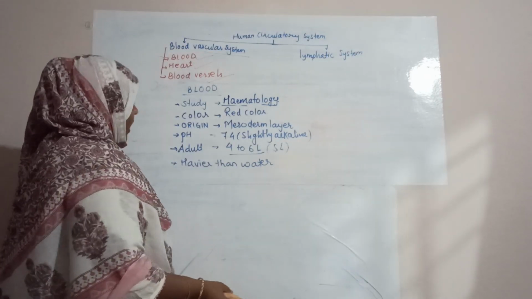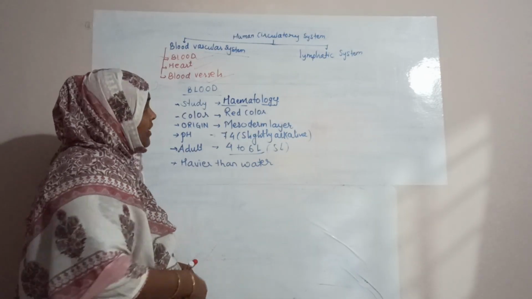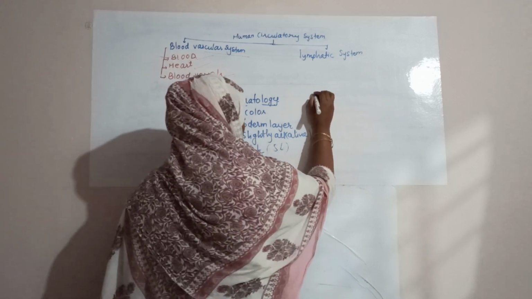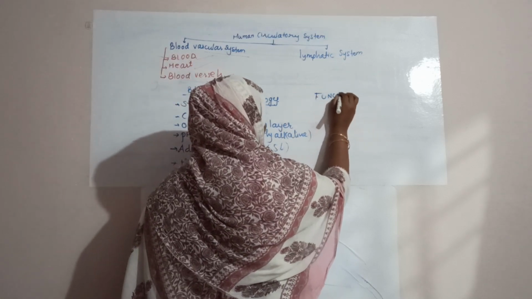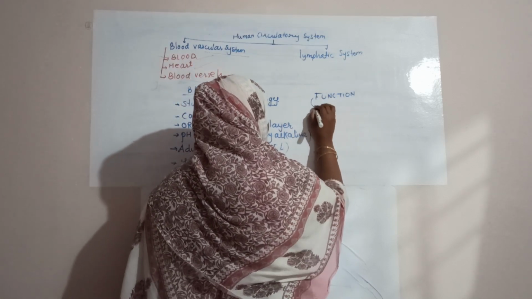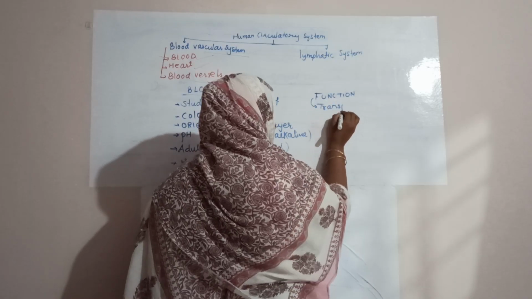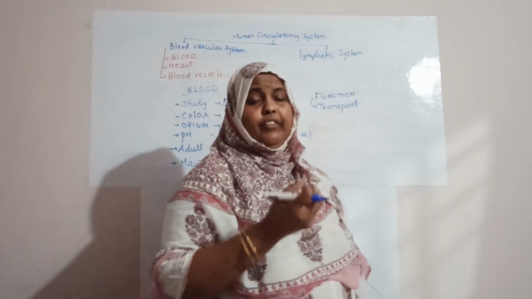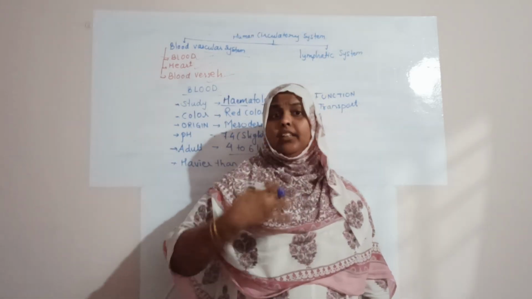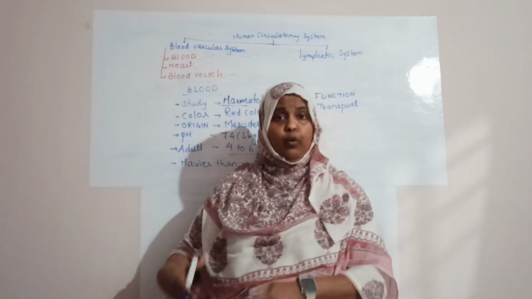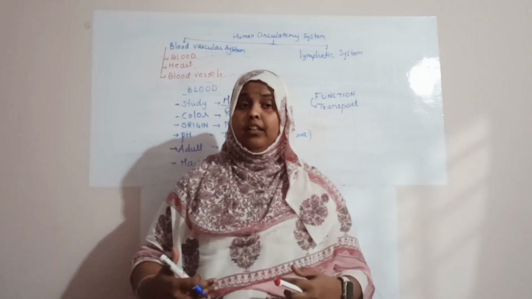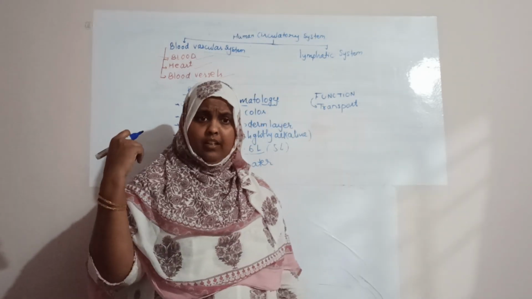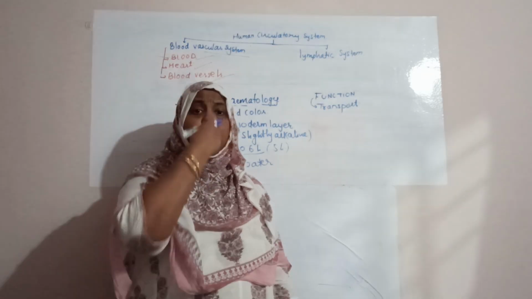Then our blood performs three main functions. In our body, the blood is present. So what is the main function of the blood? The first function of the blood is transport. How does it perform transport? We eat food molecules. After digestion, in the small intestine, the digested food is transferred to the whole body. So who is involved in the transportation? Blood. Okay. Then we take in oxygen.